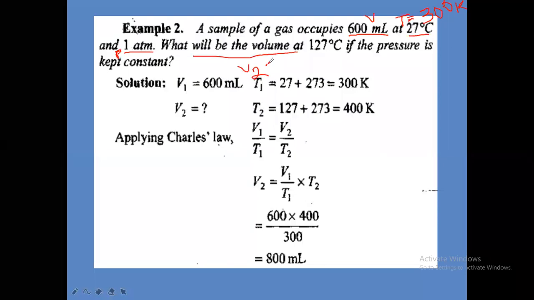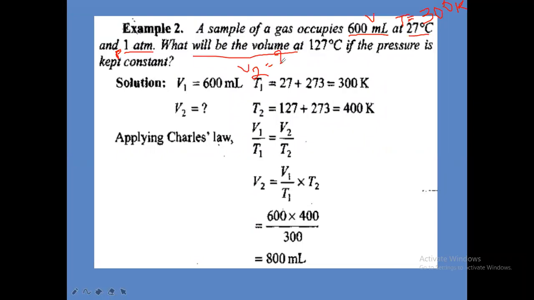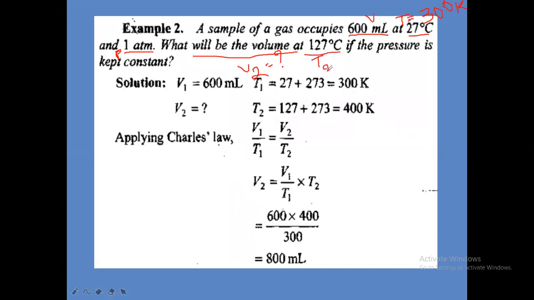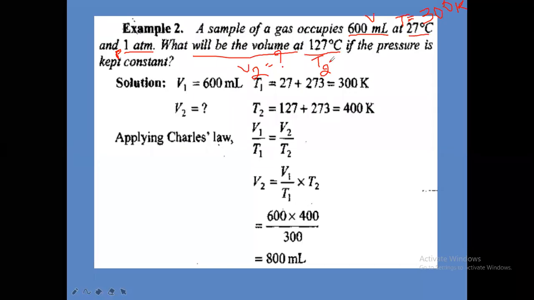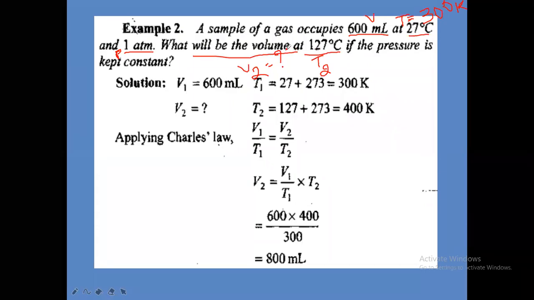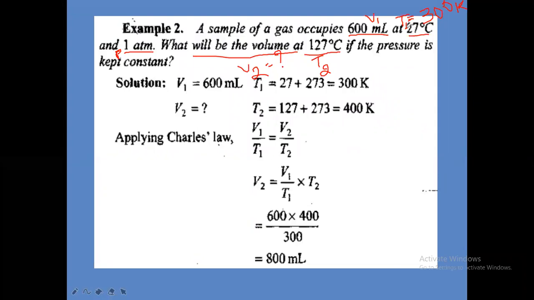So V2 we have to calculate, and V1 is given here. At 127 degrees Celsius, what is T2 here? T2 is equal to 127 plus 273 Kelvin. So T2 is given, V2 we have to calculate. V1 we have to take. First volume is V1, and first temperature is T1. So V1, T1 given. And P1 is 1 atm. And volume V2 we have to calculate. Temperature T2 is equal to 127 plus 273.